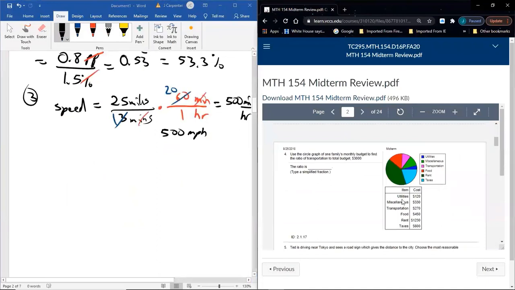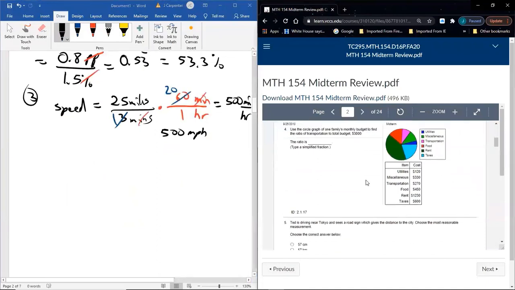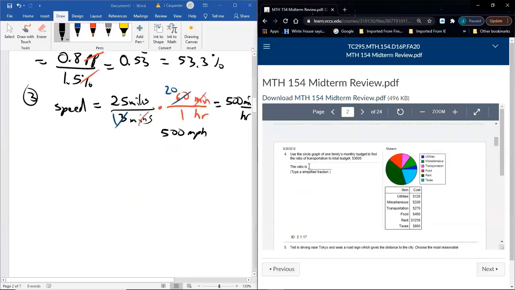Four is a little too easy. I don't want to do that one. I mean, this is really just, they say talk about the ratio of transportation to total budget. So you just got to take the transportation number, write it over the total budget. They didn't give you the total budget, so I'm pretty sure you can figure out how to get that. Divide them, reduce them, and boom, there's your answer.